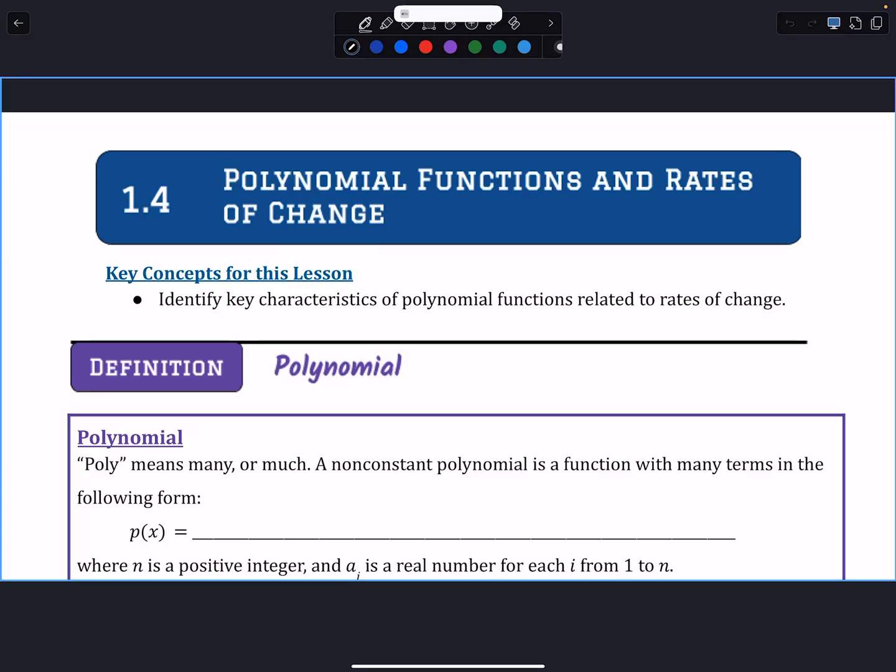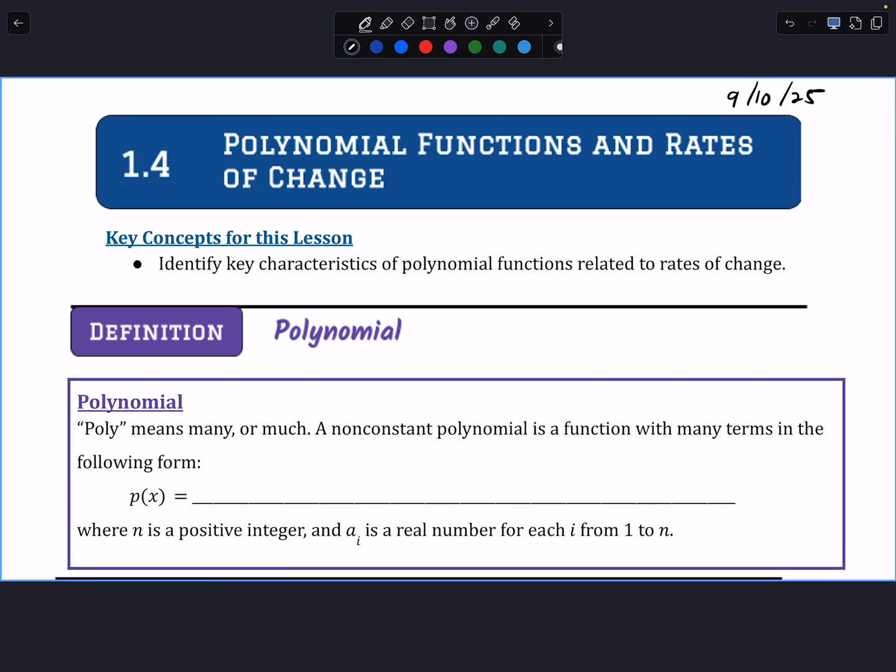All right, so today's date is the 10th. So we're going to review some vocabulary from Math 3, and then we're going to learn something about graphs and zeros and extrema, which is new. So the big thing is you guys will identify some key characteristics of polynomial functions.